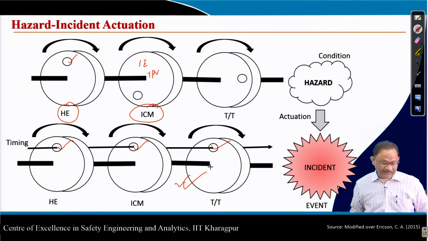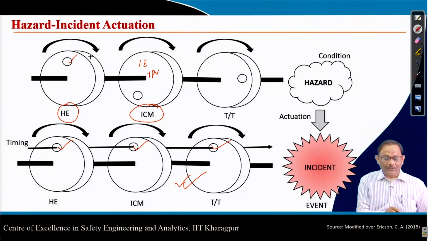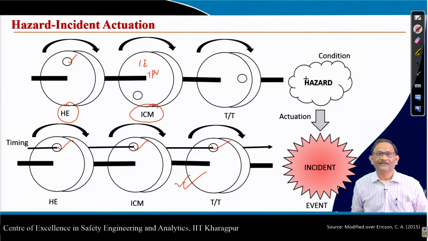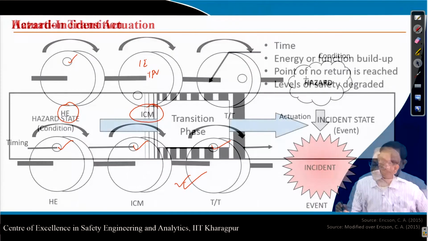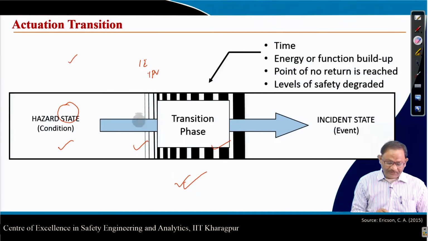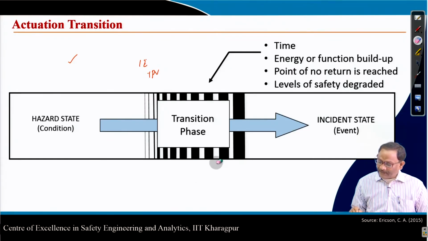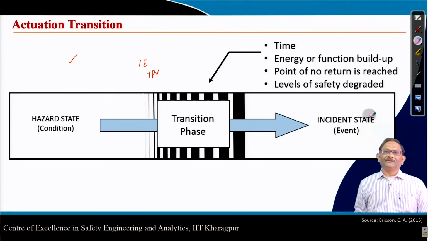The second figure, the bottom figure, you don't want. The top figure is the hazard, the bottom figure is the incident. This is another way of understanding hazard incident actuation. So this is also similar to the previous one. We say that the hazard state is the condition, and the incident state is the event.